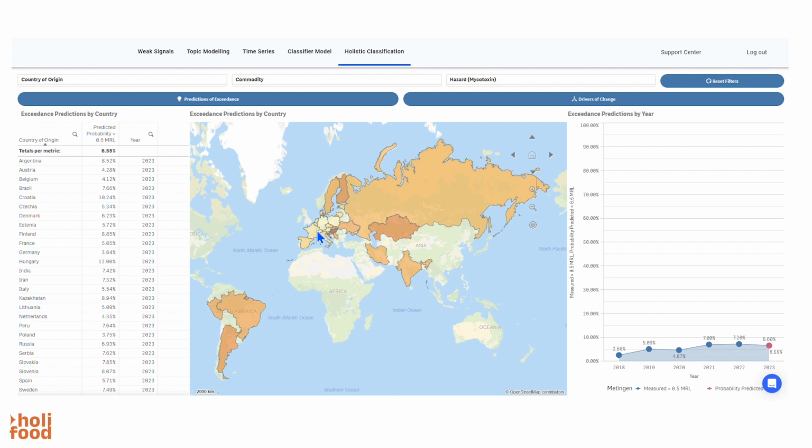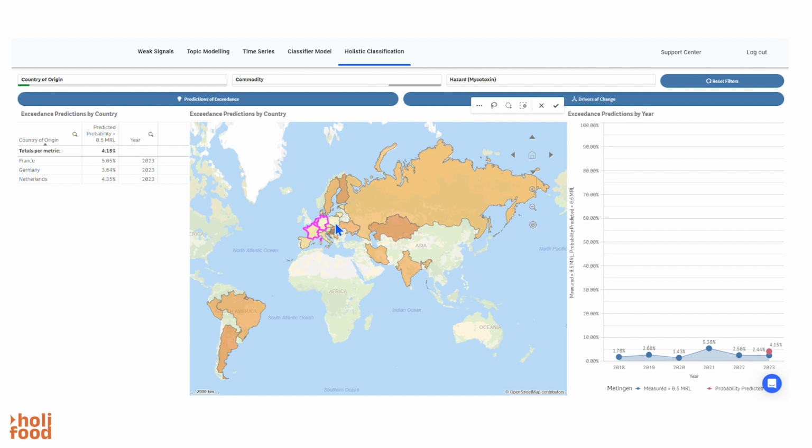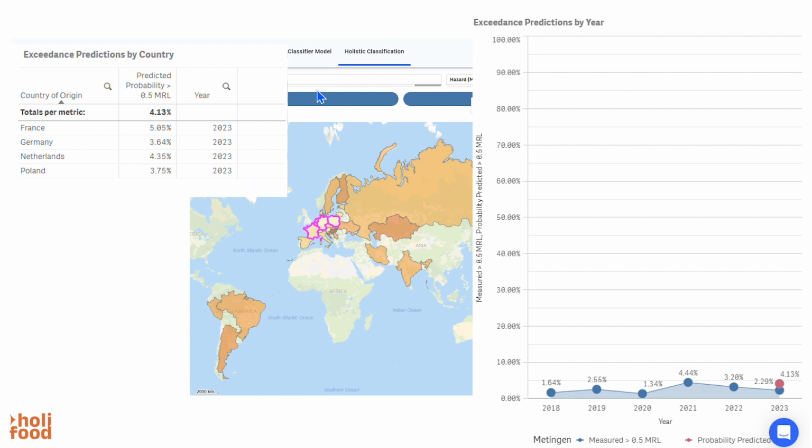We can select some countries, such as France, the Netherlands, Germany, and Poland. Then we see that these countries are displayed on the left, also changing the graph on the right. Here again we see the historical data, but also the predicted value. As you can see, they closely match.